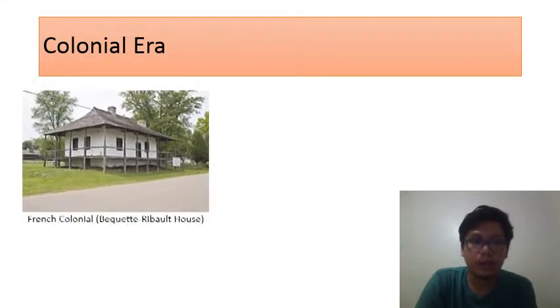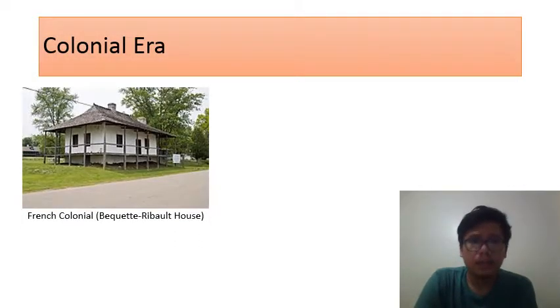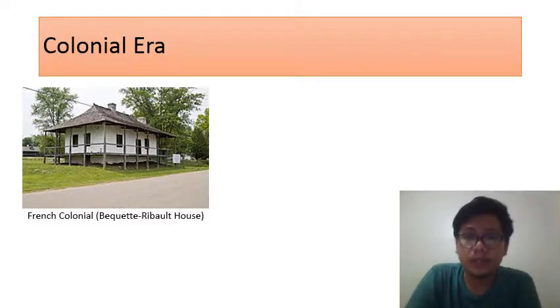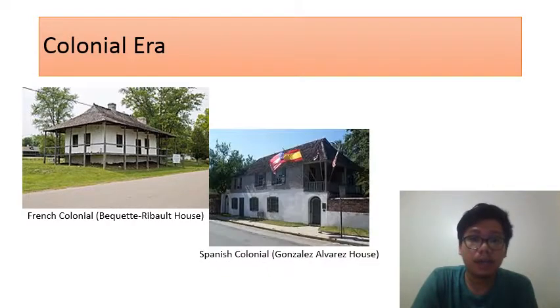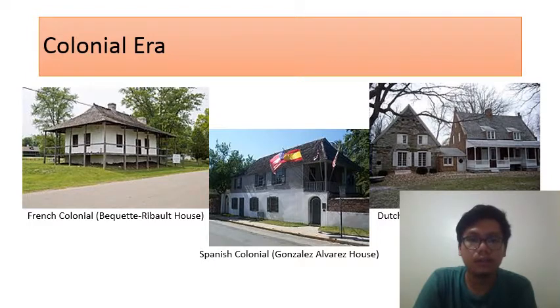Now, I am going to give you examples of famous buildings in America, which include all types of architecture from different eras. Colonial era. These are examples of colonial era buildings in America: Beauvais Ribault Roselle in Missouri, French colonial type architecture, Spanish colonial Gonzalez Alvarez House in Florida, and Dutch colonial Bronx House in New York.